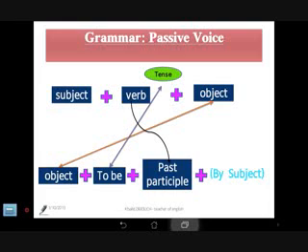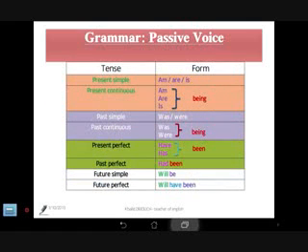Now, you might have noticed in the previous slide that one of the important elements in the passive form structure is the verb to be. So here is a table that summarizes all the forms of the verb to be in the different tenses that students of baccalaureate are acquainted with.